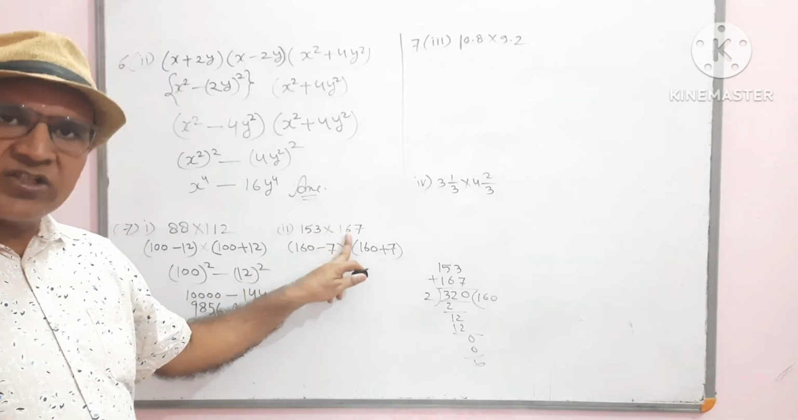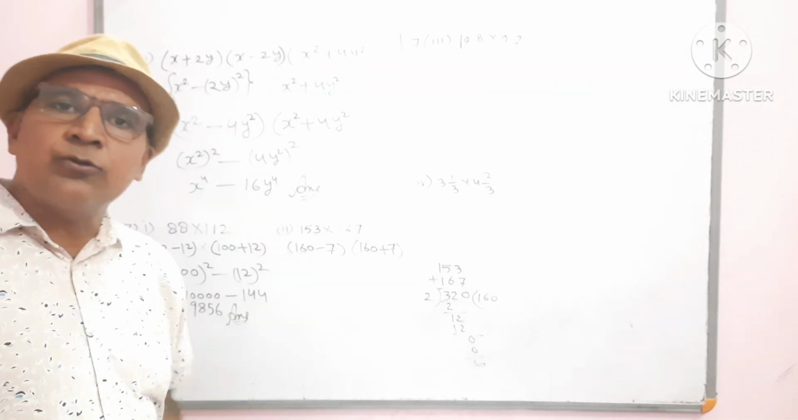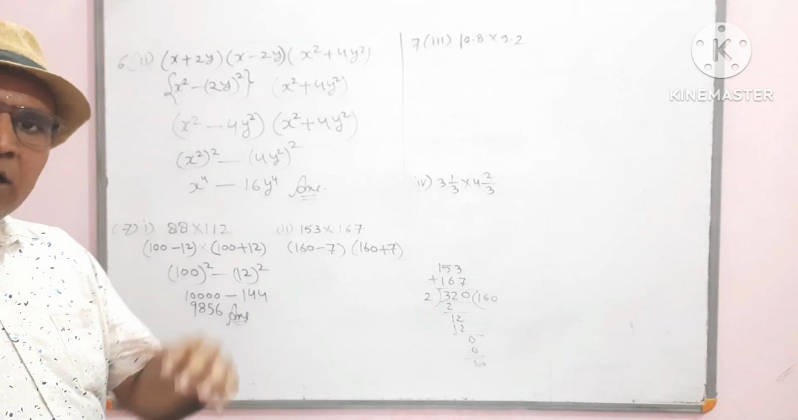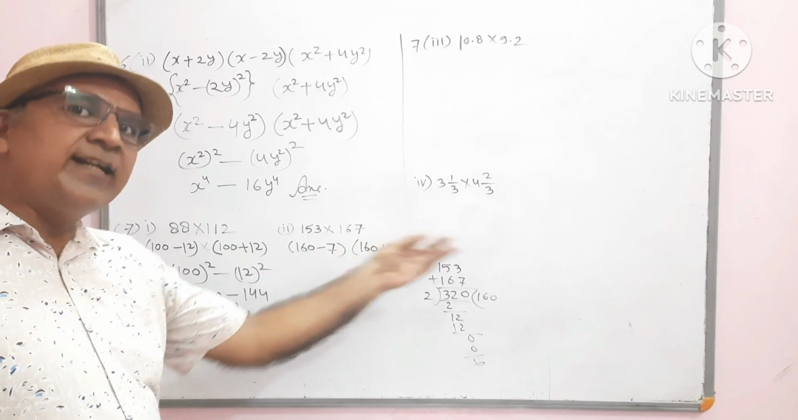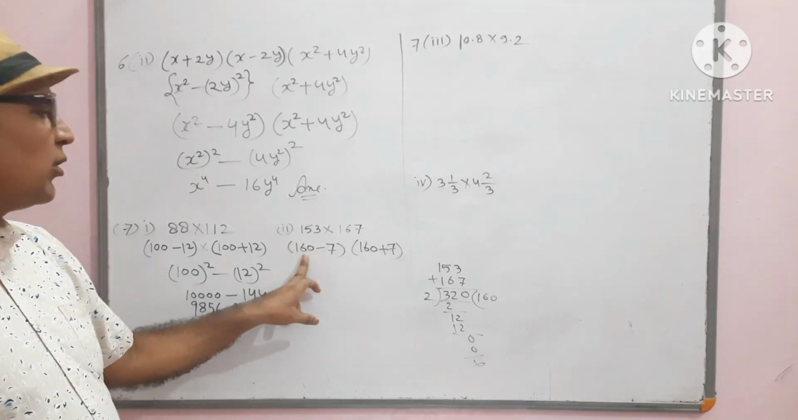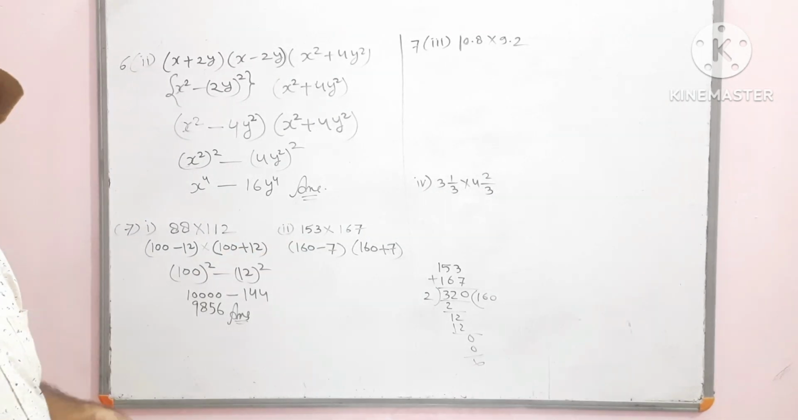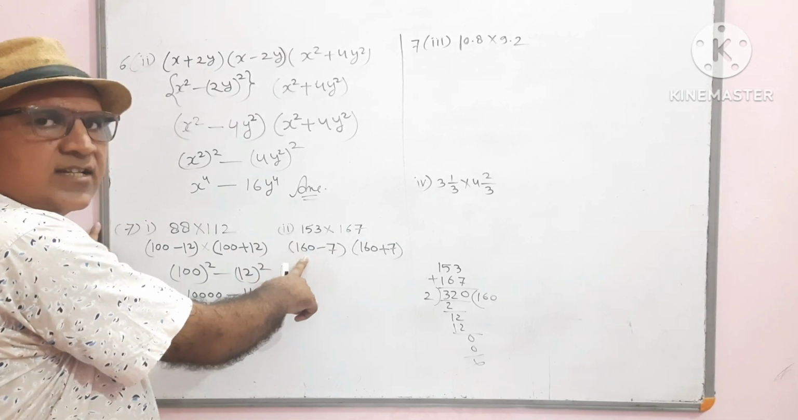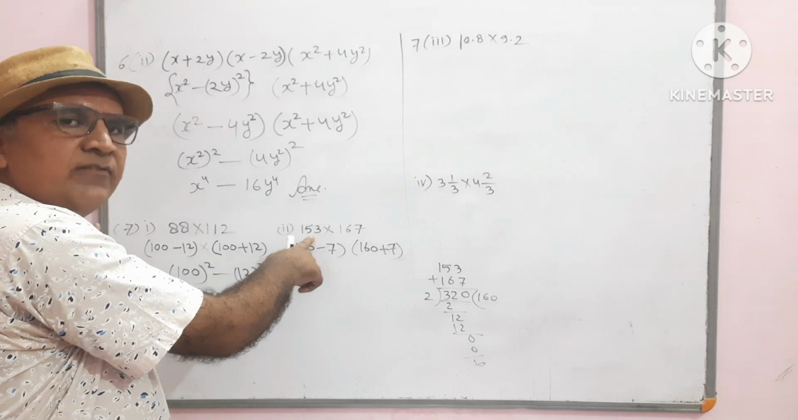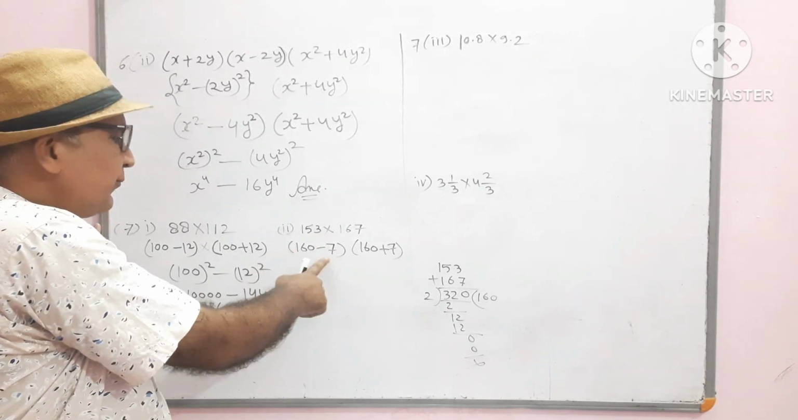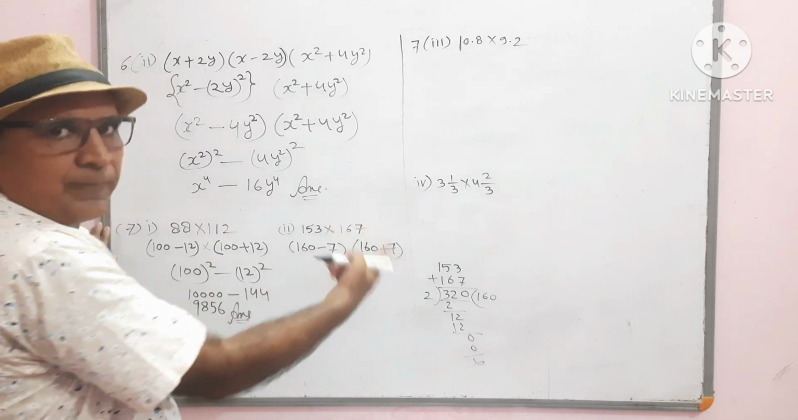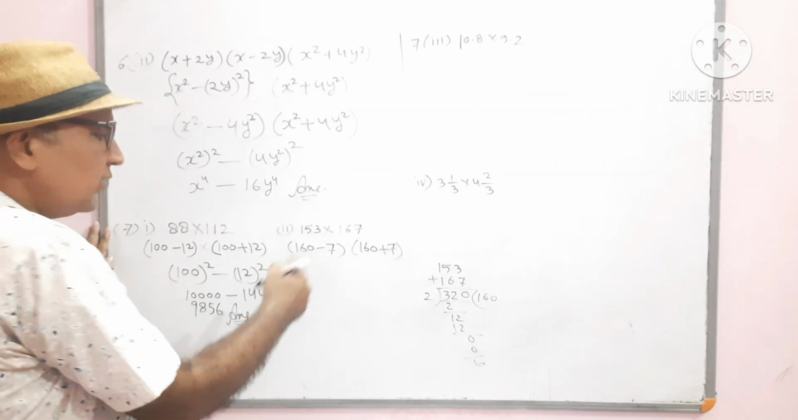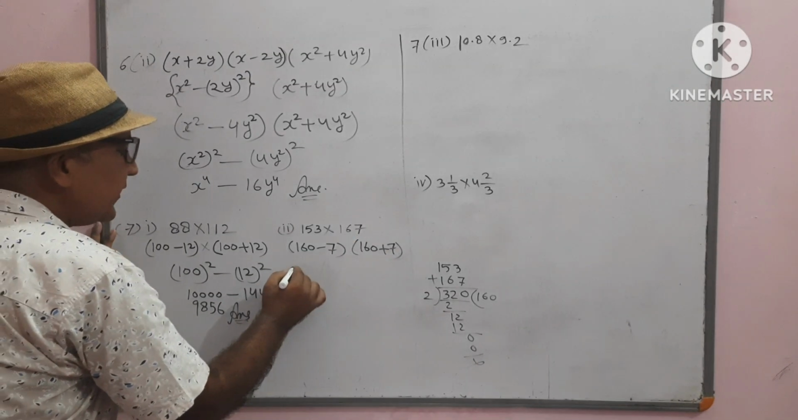Understood how you will get? 153 into 167, you have to convert into A plus B into A minus B. How will you get A? Add both the terms and then divide by 2. That will be your first term. And then easily you can think from 160 what should be subtracted so that we can get 153. Definitely it is 7. And 167 is 160 plus 7. Okay? Now again it has become the identity.